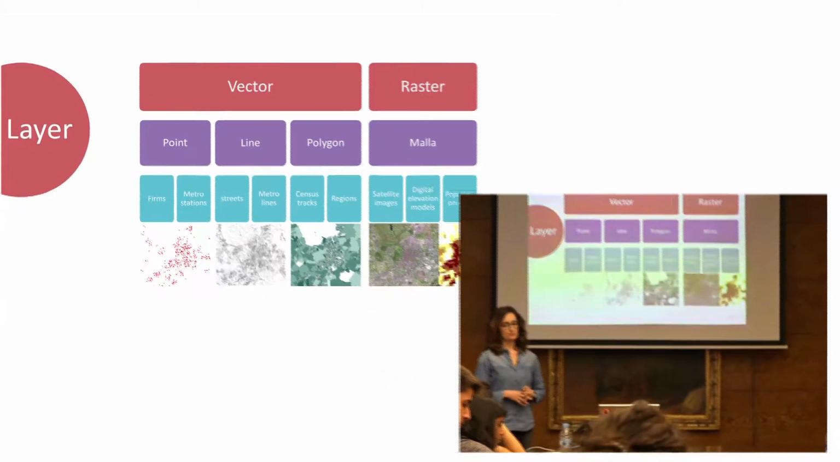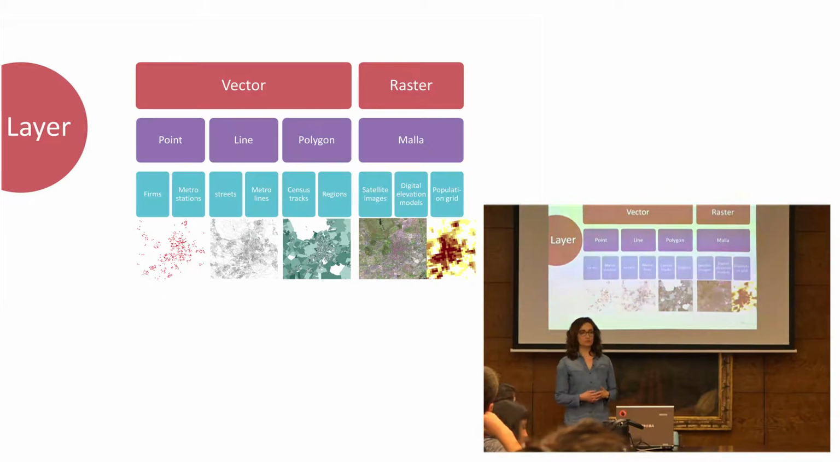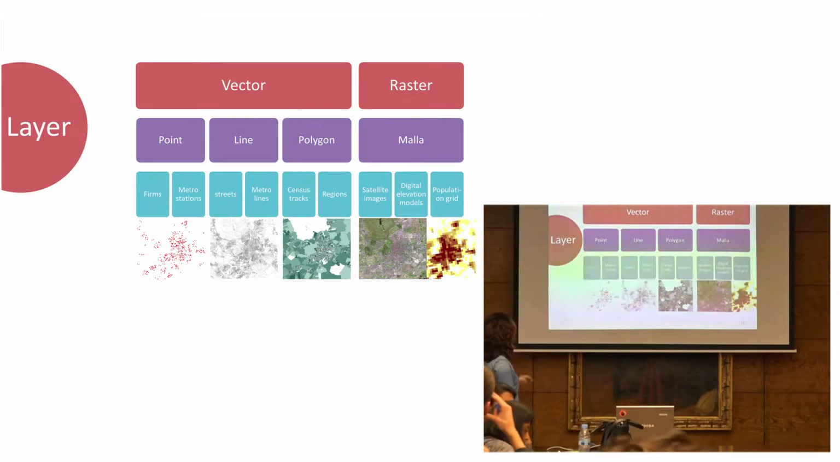GIS have two ways of representing data. We have a vector representation that is very powerful, and here you can represent data with points. For example, you have points to represent firms or shops and metro stations. You can represent information with lines, so you have streets, metro lines, or you can use polygons to represent, for example, census tracts or regions. So this is the kind of data that you can represent with a vector geographic information system.